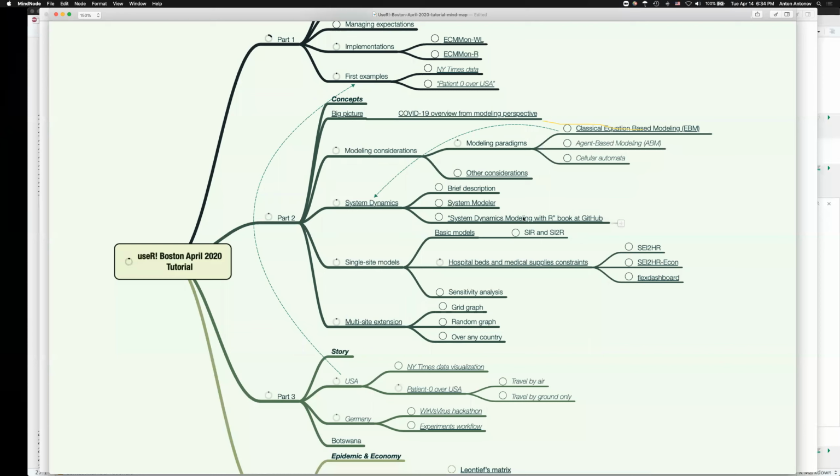And the modeling technique which I'm going to describe next is called system dynamics. So this is here.